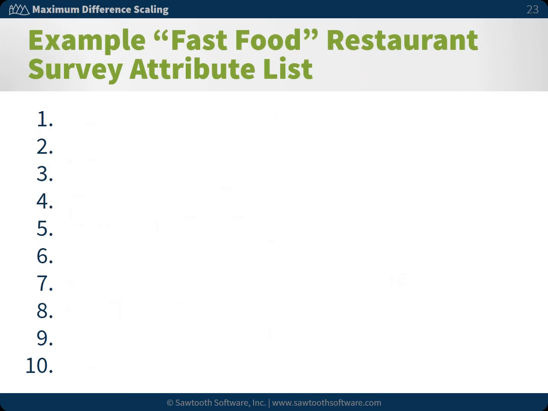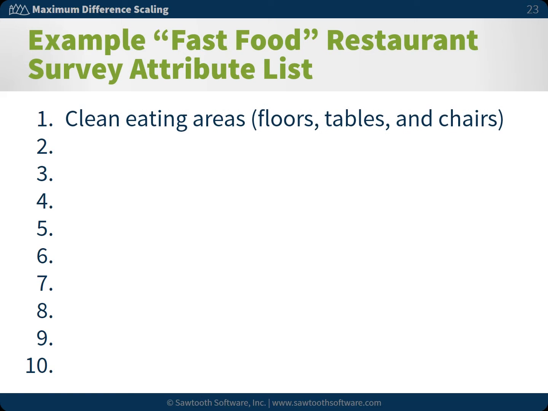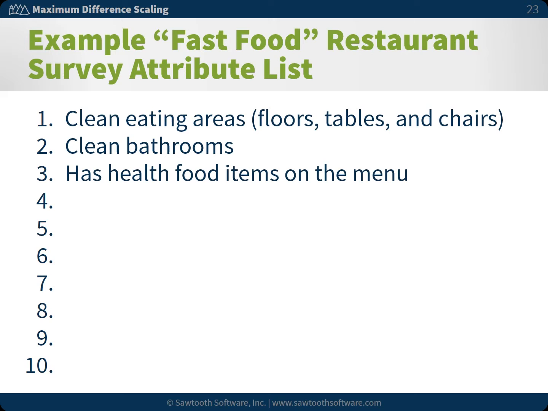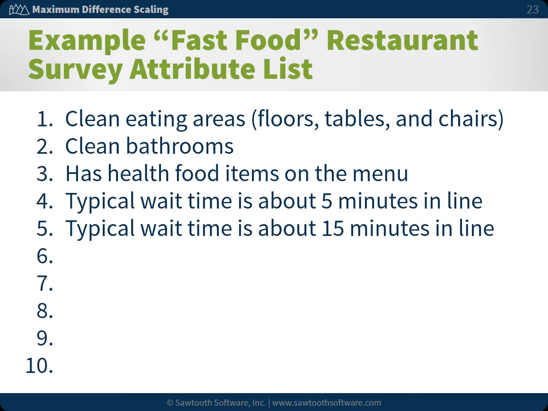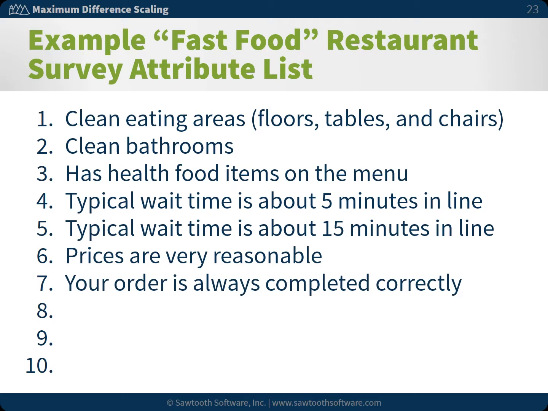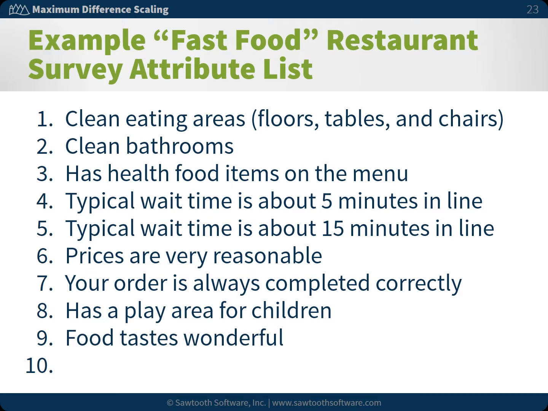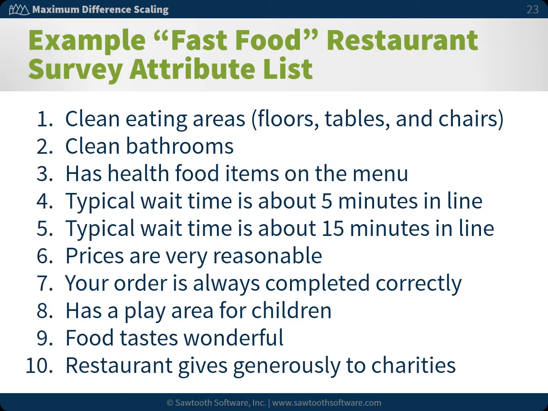Here is an example of 10 attributes that a fast food restaurant could use in a survey. We have clean eating areas with floors, tables, and chairs, clean bathrooms, whether or not it has health food items on the menu. We also have 2 attributes that measure different quantities of the same thing. So we have a typical wait time of about 5 minutes in line and a typical wait time of about 15 minutes in line. Next, we have reasonable prices. Your order is always completed correctly. There's a play area for children. The food tastes wonderful, and the restaurant gives generously to charities.